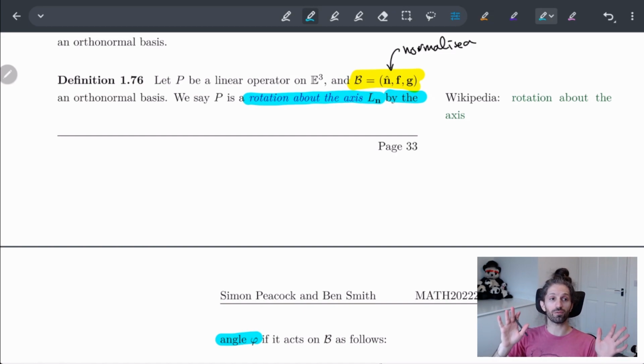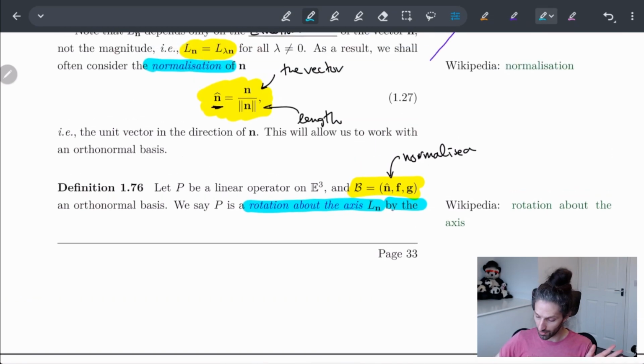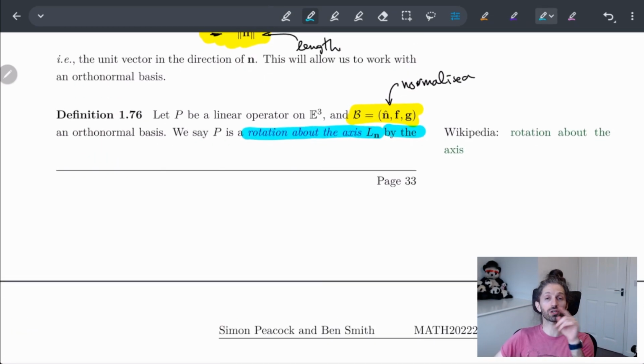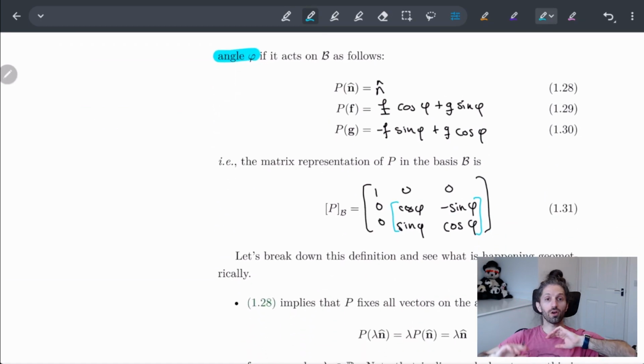So here I started off with some orthonormal basis B, where we have n hat. Remember, this is the normalized version of n, given by formula 1.27. Then I have 2 other vectors, and I'm going to look at a rotation around some axis L. Remember, what this looks like is some tire with a point, and I'm rotating in 2 dimensions, which gives me these formulas for this rotation, right? So I'm specifying L of n to be my axis. I keep the axis as is, and I rotate everything else.